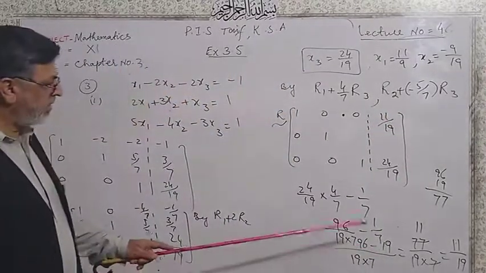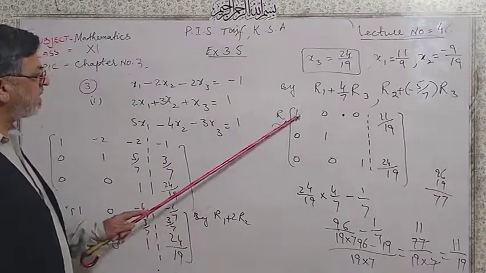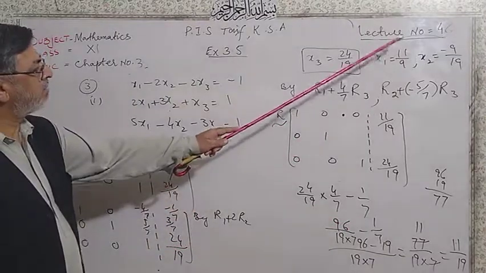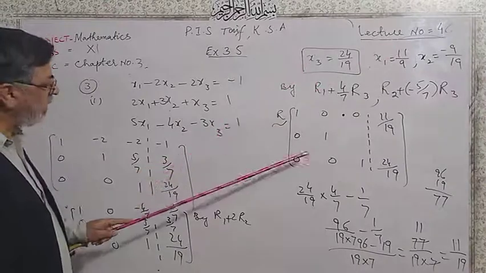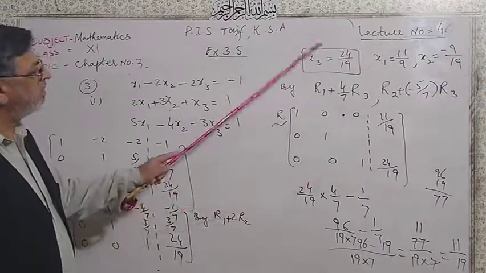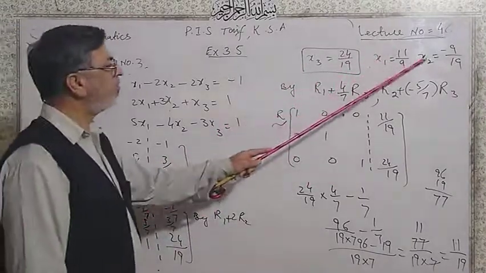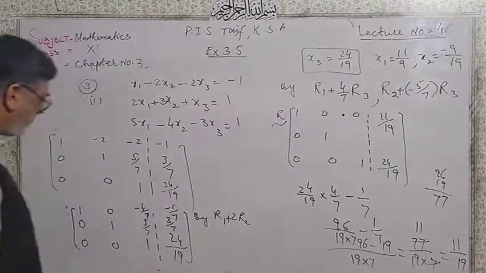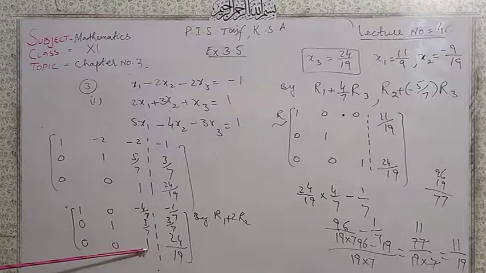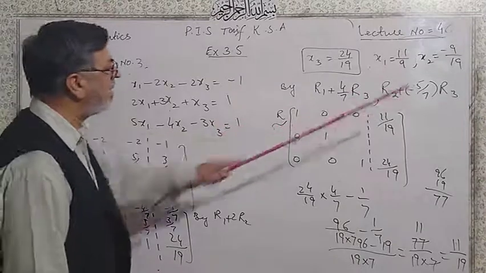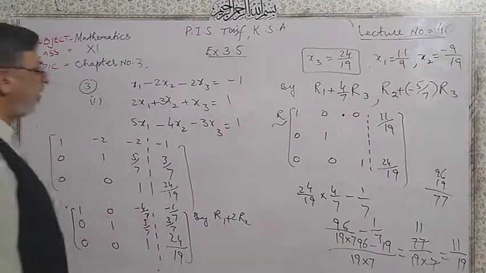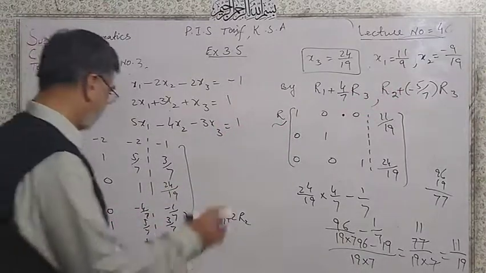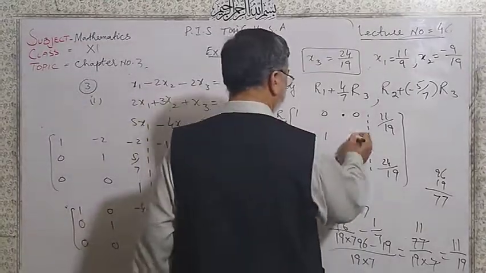You can check, x1 is 11 over 19 here, and x3 is 24 over 19. Now still we have to do it for x2. Now we multiply this number by minus 5 over 7 and add it in R1, rather in R2 I think. That will be 0.